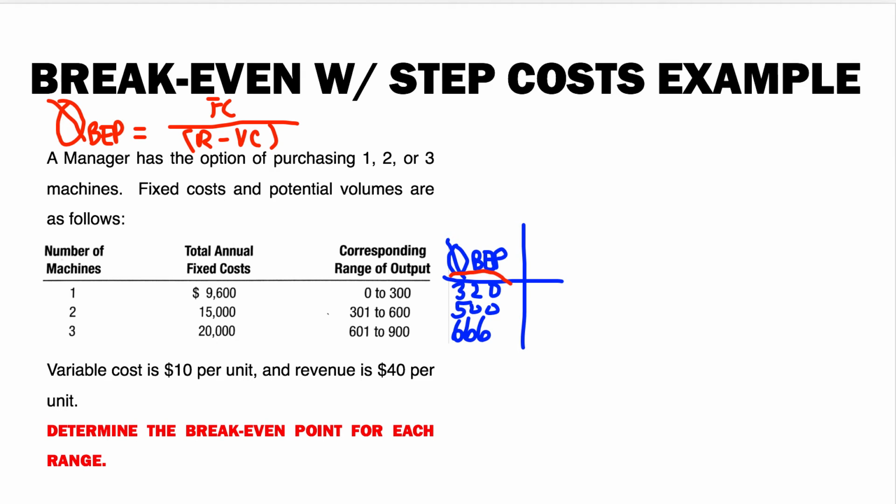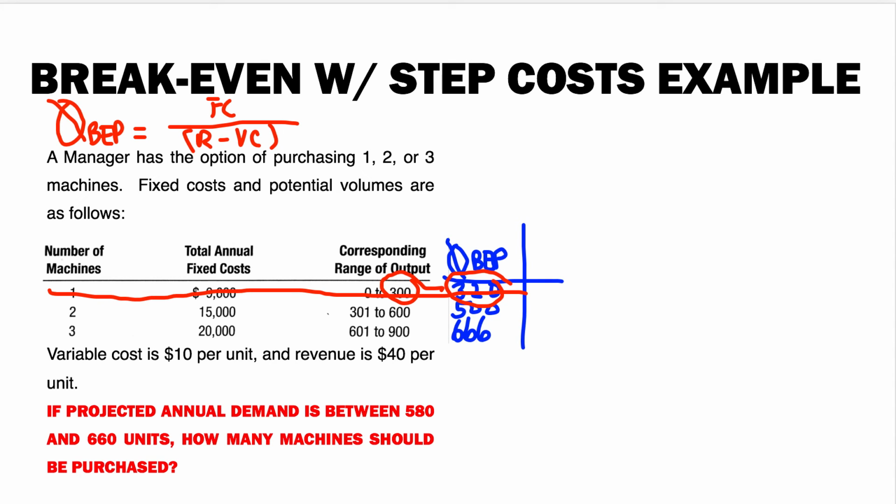However, notice here that with one machine, we can only produce 300 units. And this is less than the amount we need to break even. Therefore, this machine would result in a company losing money and should not be considered. In the second portion, we see that we have a forecasted demand between 580 and 660. So how many machines should we purchase? We already saw that one machine is out of range because it would result in a net loss. So let's take a closer look at 2 or 3 machines.